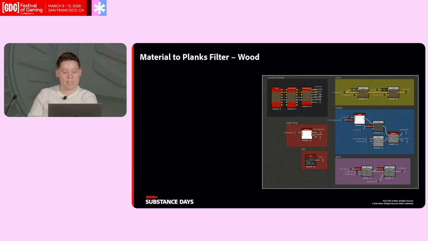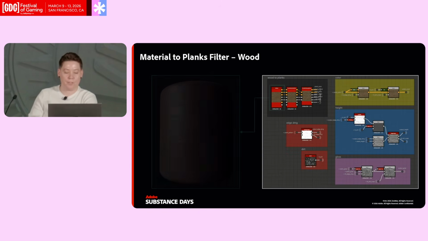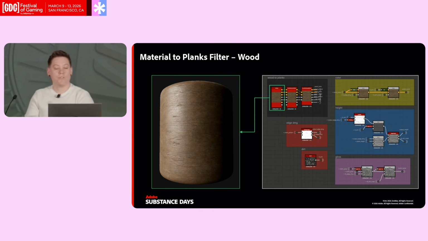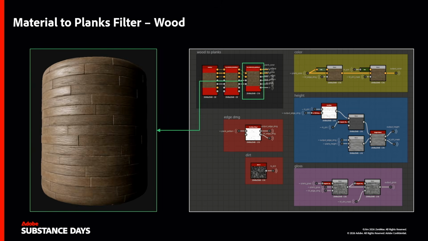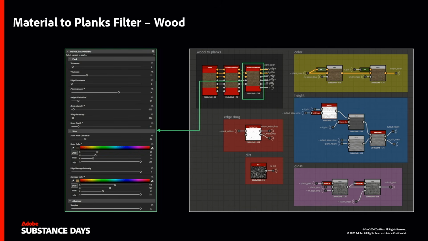So to start, let's dive into the material to planks filter. This filter was designed to take any base wood materials as inputs and create any number of plank variations. The filter has numerous parameters to adjust the look of the planks, such as plank amount, height variation, bending, and warping, as well as some color parameters for staining and light damage.